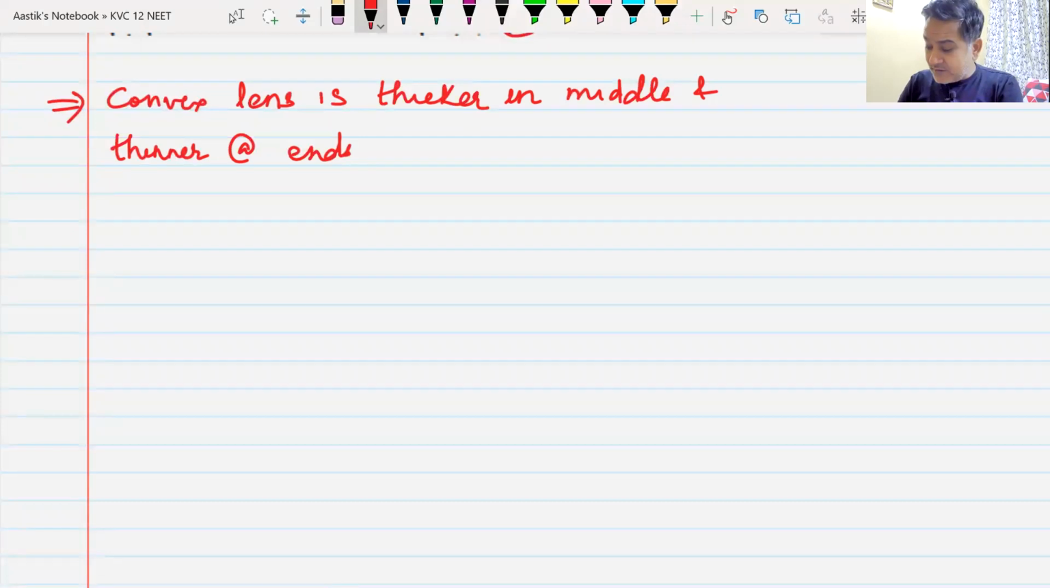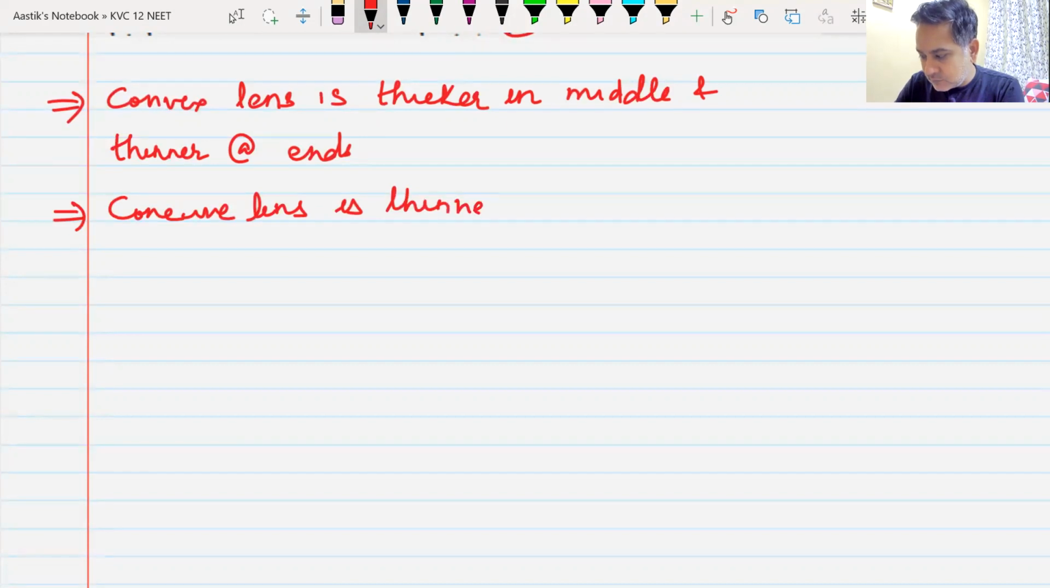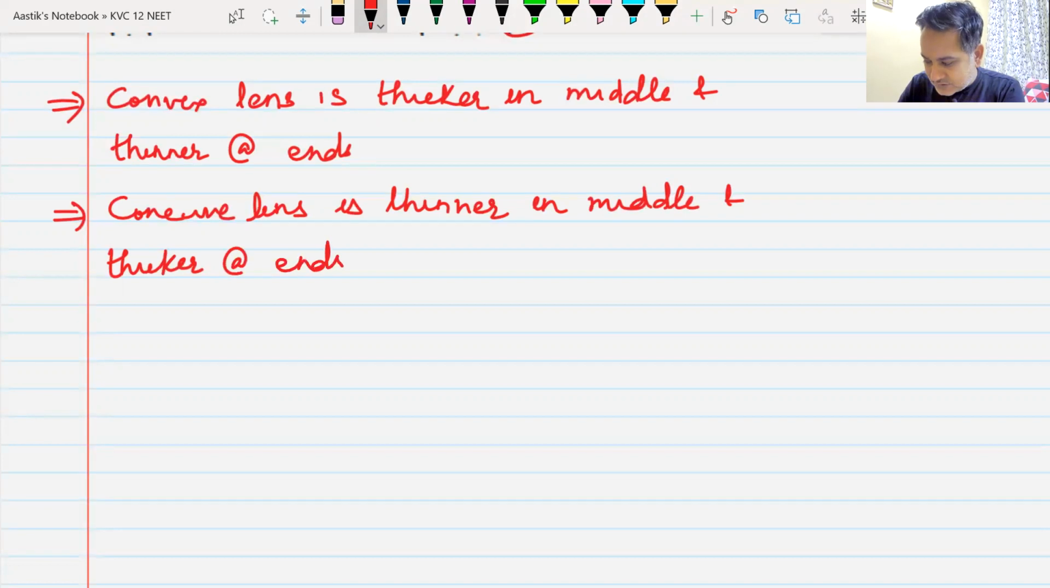If you talk about a concave lens, you can say the reverse of it. A concave lens is thinner in the middle and thicker at the ends. Do we understand this? Yes, sir. Please note it down. That is a very simple way of understanding a concave and a convex lens.